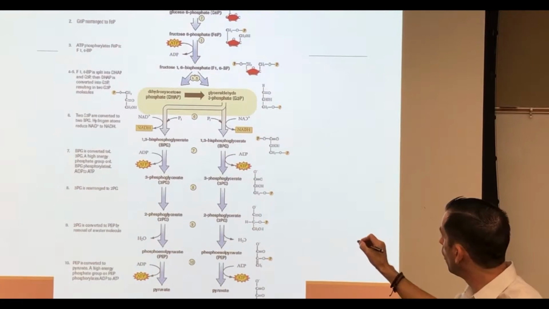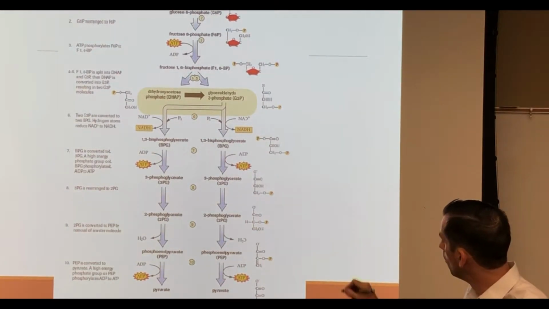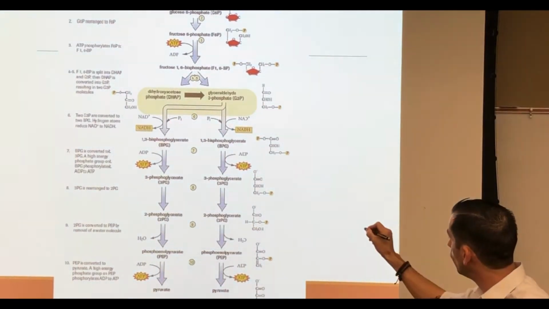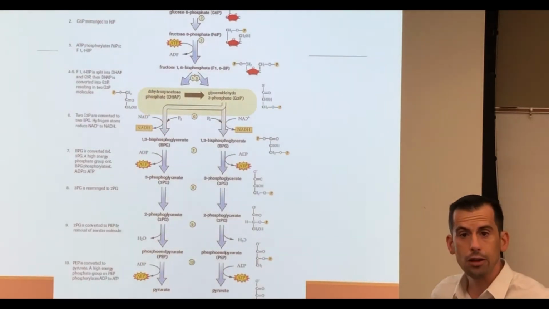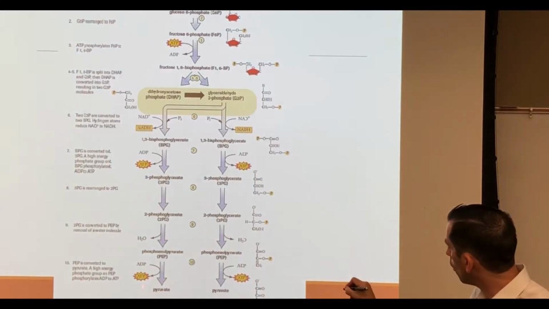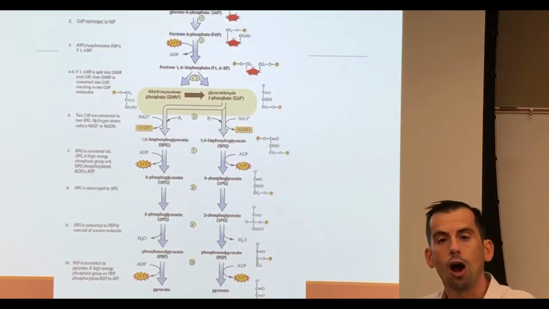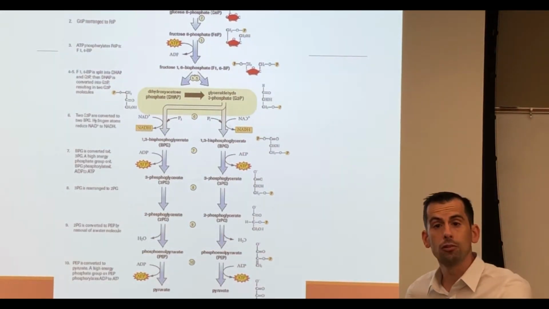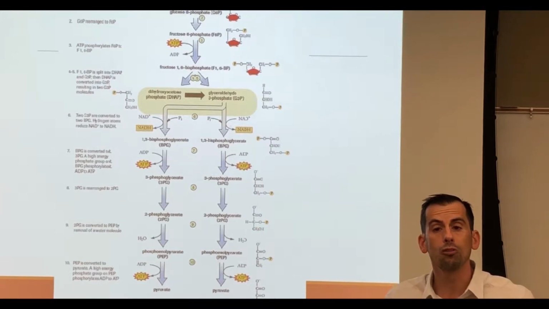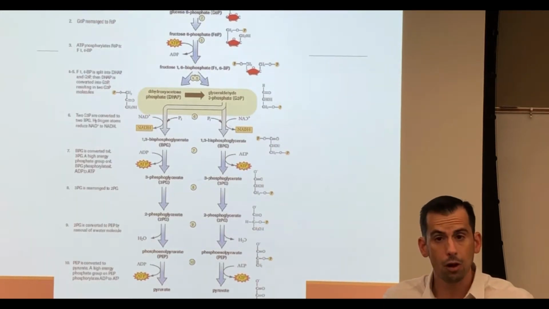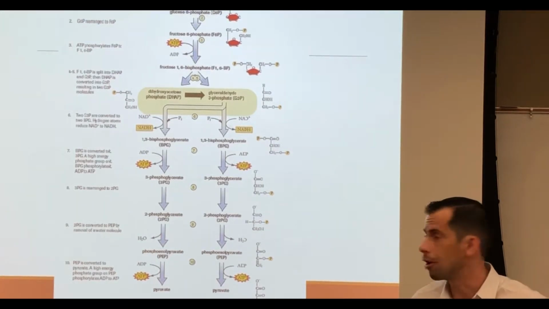From there, we wind up producing 4 molecules of ATP and 2 molecules of NADH. Our end product is 2 molecules of pyruvate, 2 3-carbon molecules, which should make sense because our original molecule of glucose had 6 carbons. We cut it in half, we should expect to see 2 3-carbon molecules.